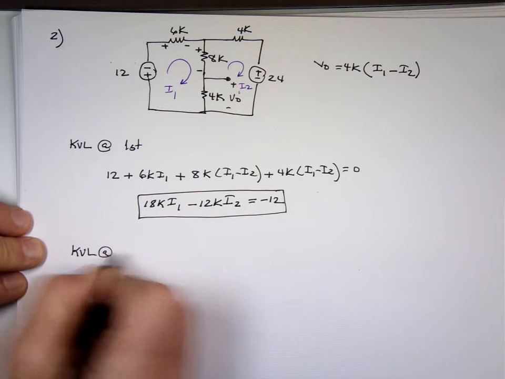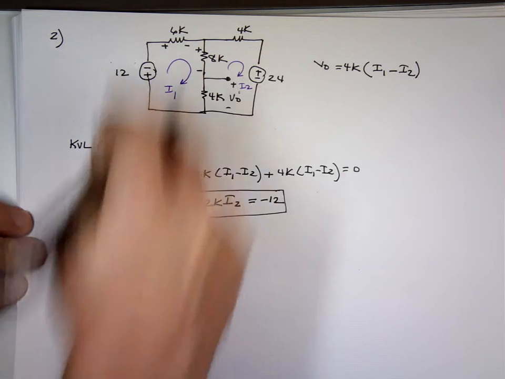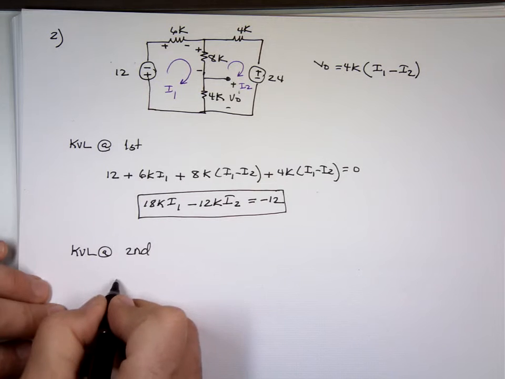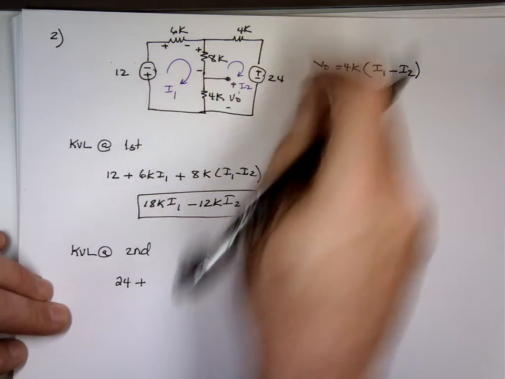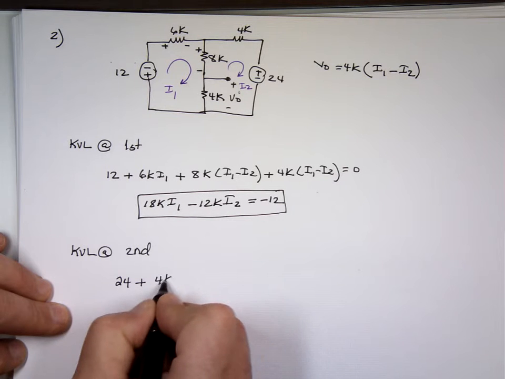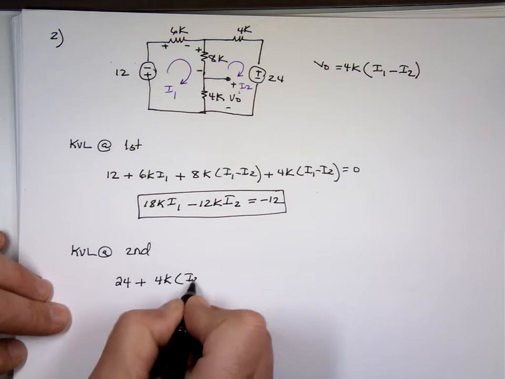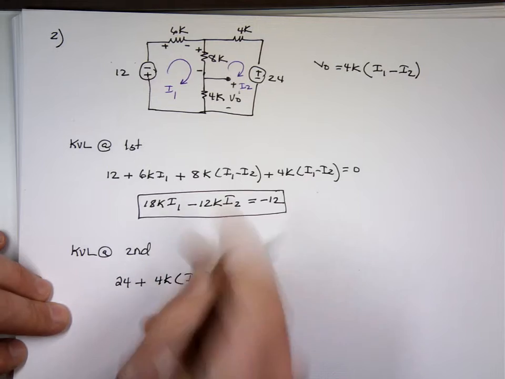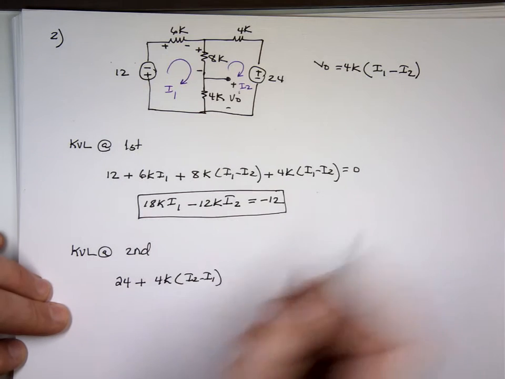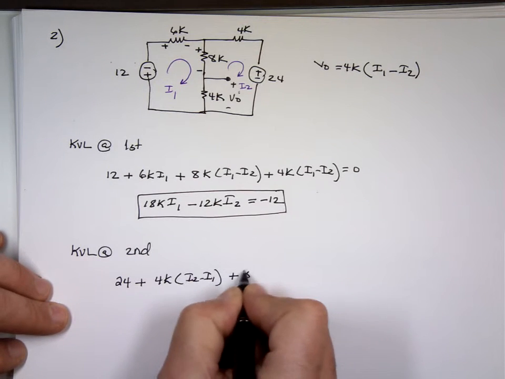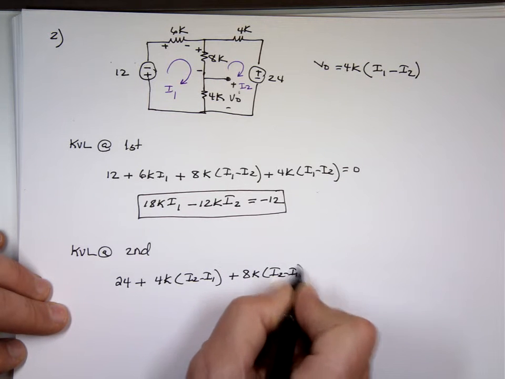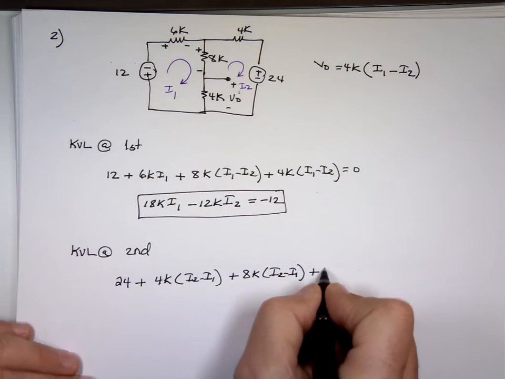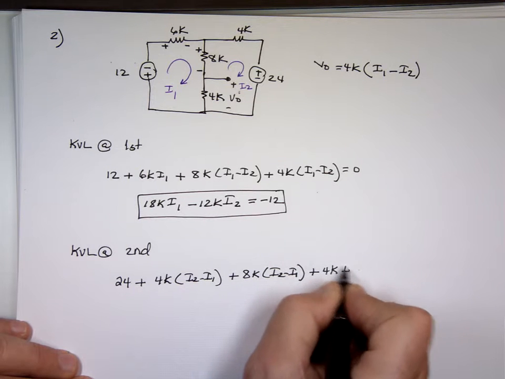KVL at the second mesh. Here we go. Plus 24. Plus, I'm traveling clockwise. This will be 4K times I sub 2 minus I sub 1 because I'm traveling up. Plus 8K I sub 2 minus I sub 1, plus the 4K on the top, I sub 2, is equal to 0.